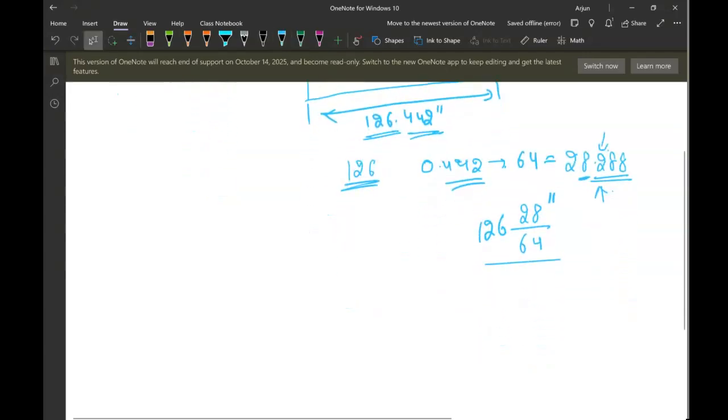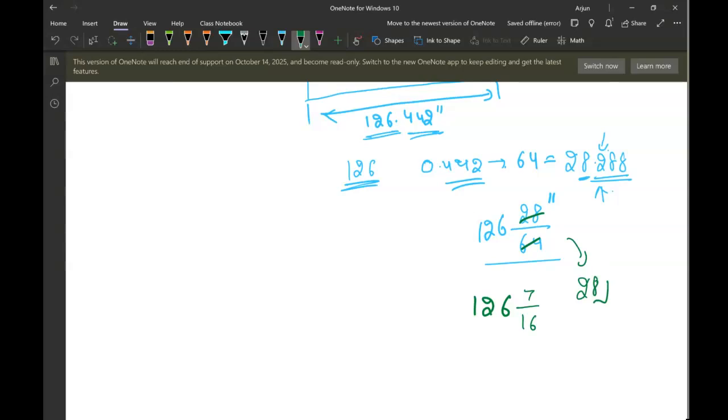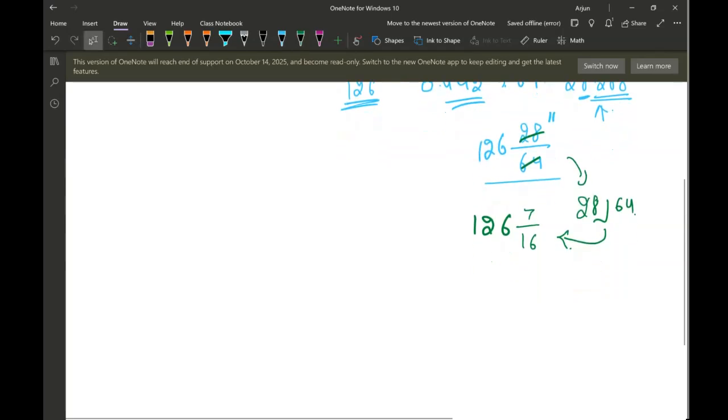And then you can reduce this number to smaller fractions also. So this will be 126, and 28 over 64 in smaller fractions will be 7 over 16. So how did I do that? You will put it on your calculator, 28, then the fraction function, then the other one will be 64. That's going to automatically convert it into 7 over 16.